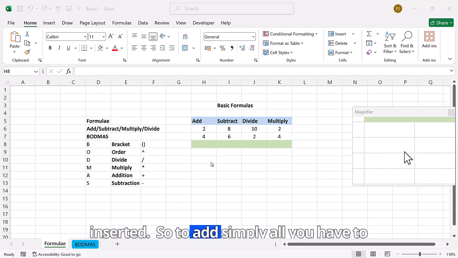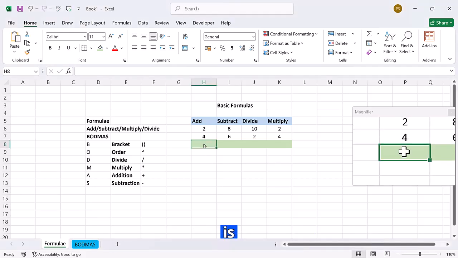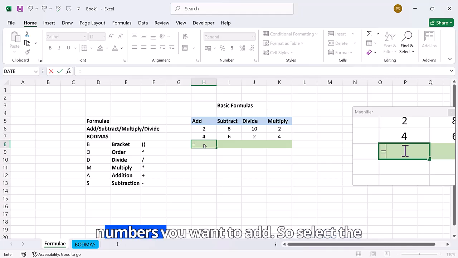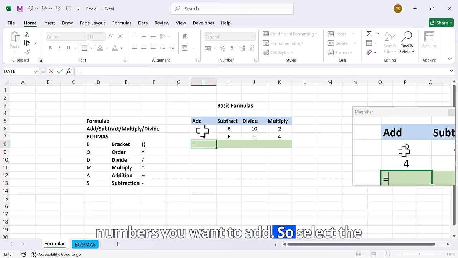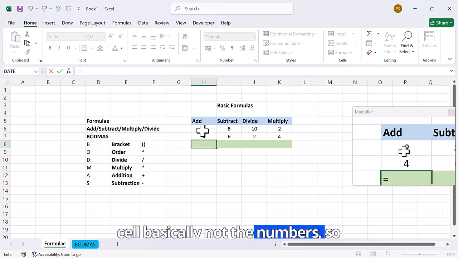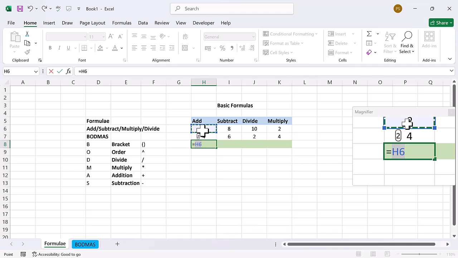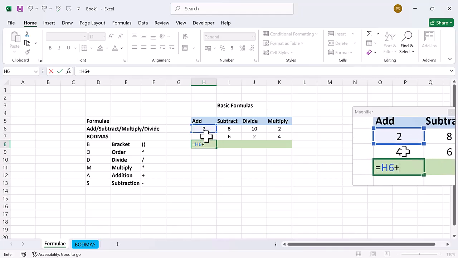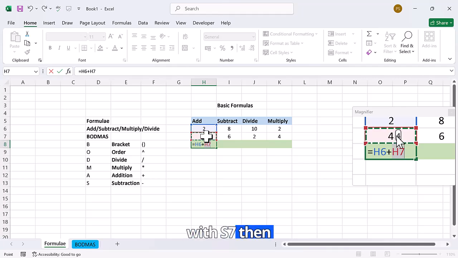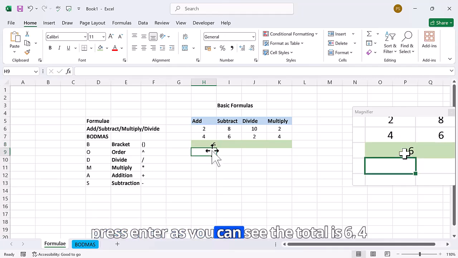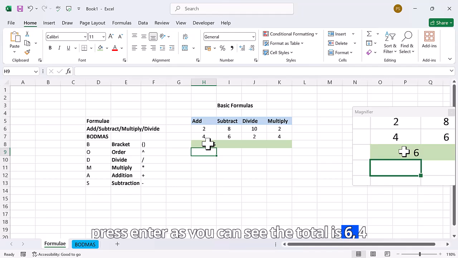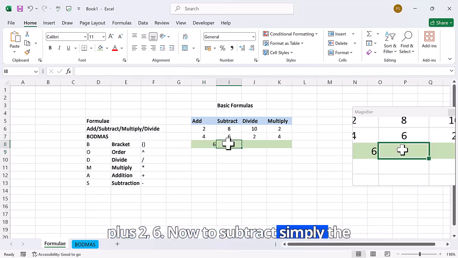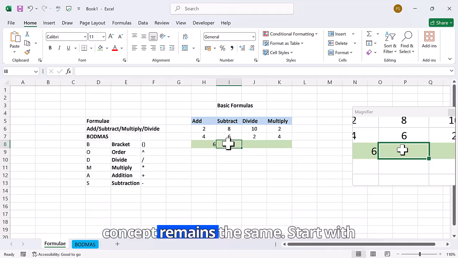So to add, simply, all you have to do is start with equal to sign and select the cells you want to add, basically not the numbers. So H6, then the operator uses plus sign with S7. Then press enter. As you can see, the total is 6. 4 plus 2, 6.